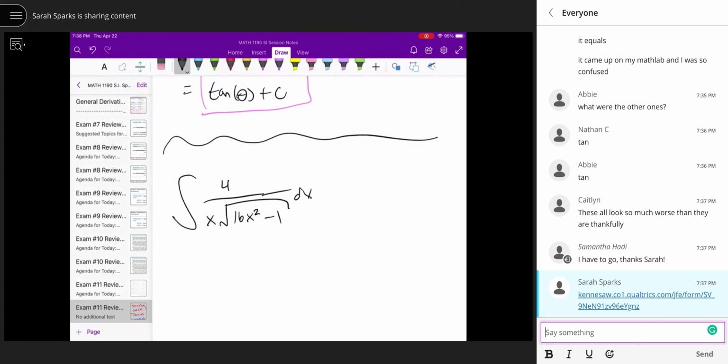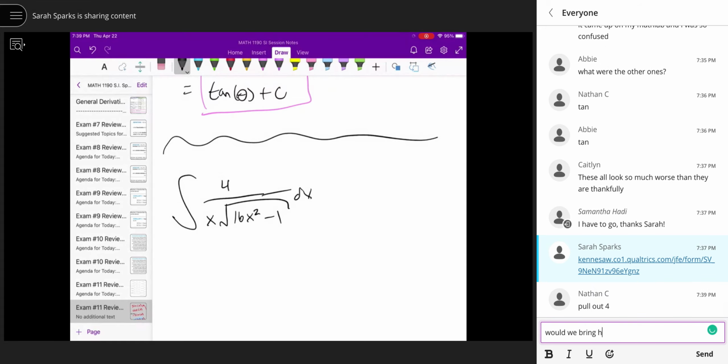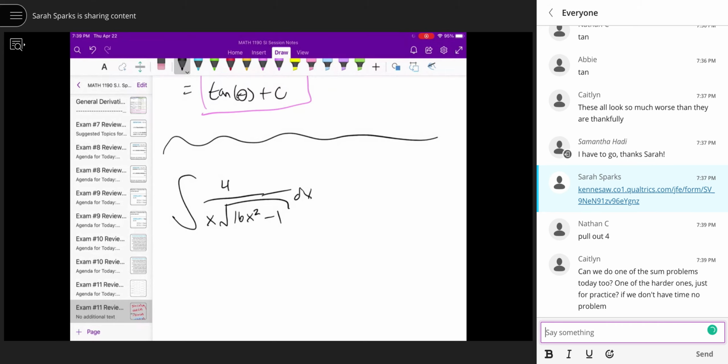I'll do this one and then I'll go into doing 11.2 and 11.3. I guess I'll ask how many of you guys want that. But how would we start this one? Yeah, we pull out the 4. So then we have 1 over x root 16x squared minus 1 dx.